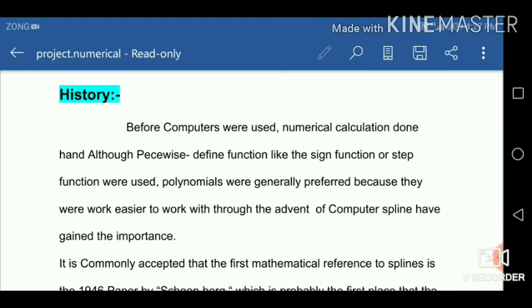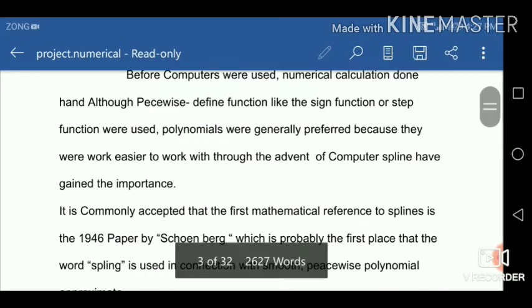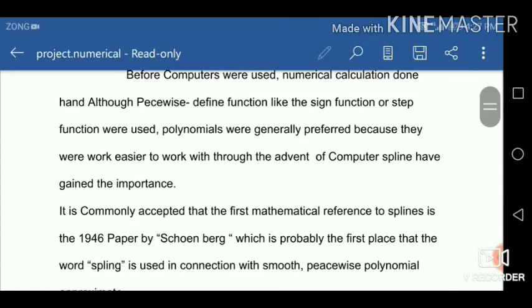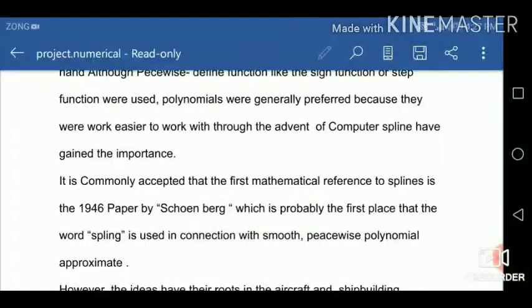First of all, I will discuss the history of spline interpolation. Before computers were used, numerical calculation was done by hand, although piecewise defined functions like the sine function or step function were used. Polynomials were generally preferred because they were easier to work with, though with the advent of computers, splines have gained importance.